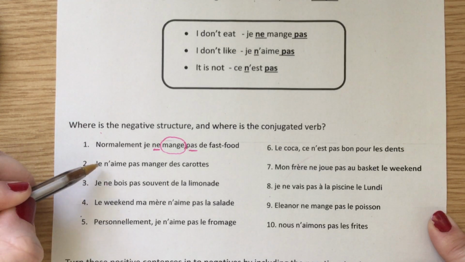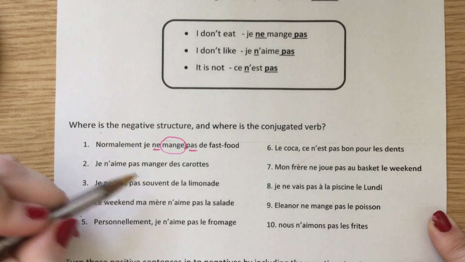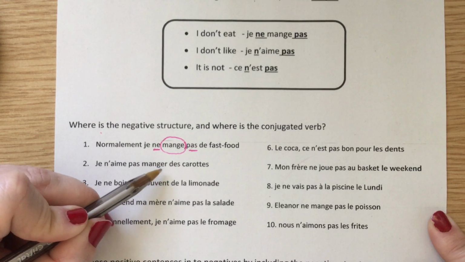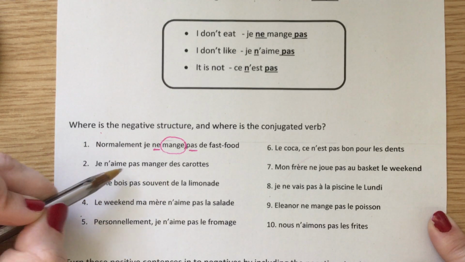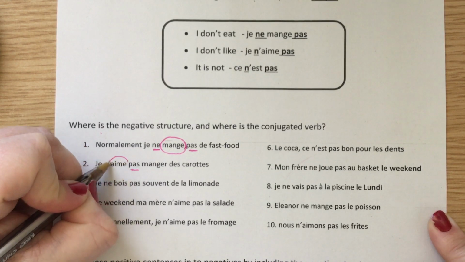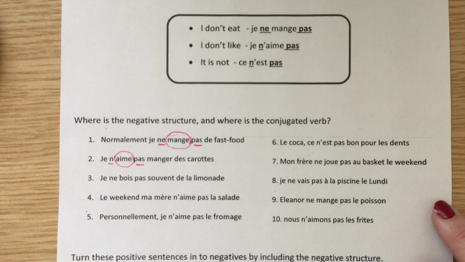Here's our next one. Je n'aime pas manger des carottes. We're going to look here. We can see the verb manger, but we know that this is an infinitive, so that's not going to help us. We're going to go back and look here where we've got a ne and a pas, and aime is our conjugated verb. I do not like to eat carrots.